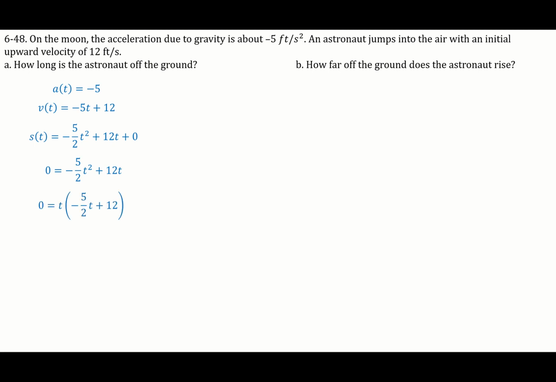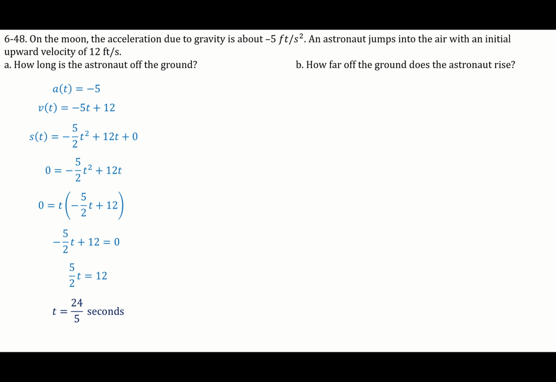You can just factor out a t on this one, and you end up with t times -5 over 2t plus 12. So you can plug in t equals 0 and get 0, but that's just the initial time when the height was 0, which is when he begins the jump. But to figure out when he ends the jump, you set the other part equal to 0. Go ahead and solve for t here, and you end up with t equals 24 over 5 seconds.